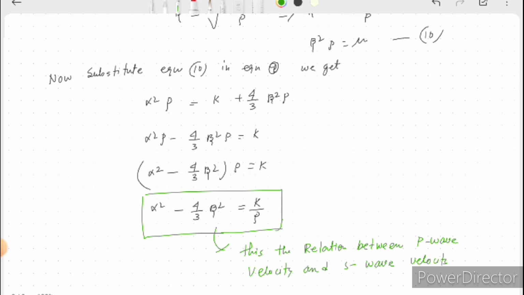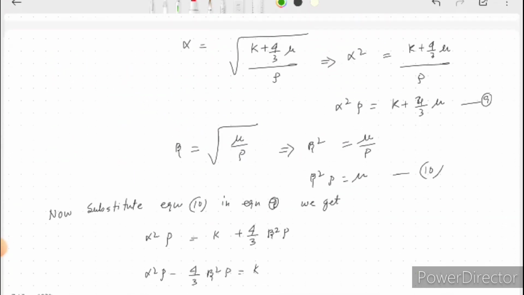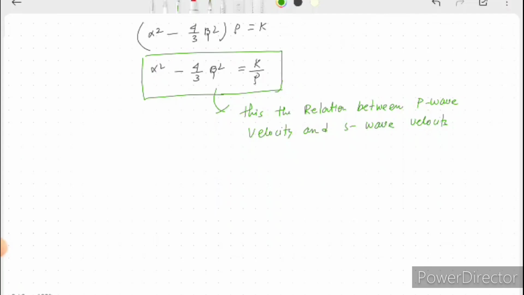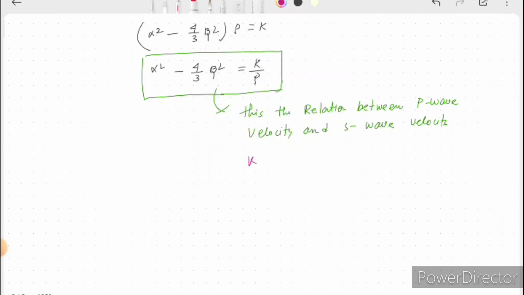These questions are asked in your examinations actually: please establish the S wave and P wave velocity relationship properly. So this is the relationship between P wave velocity and S wave velocity, and K here is the bulk modulus. Please remember K is the bulk modulus, and it is always positive.